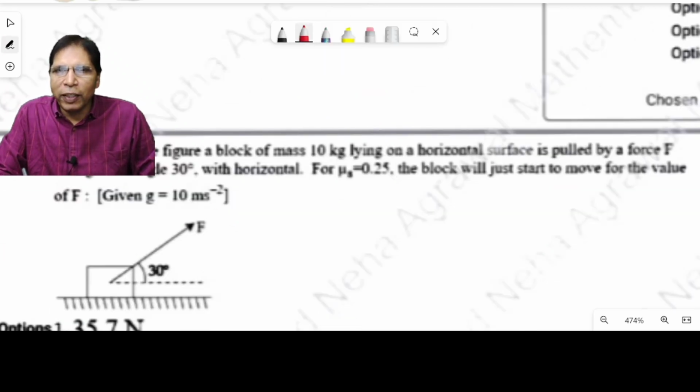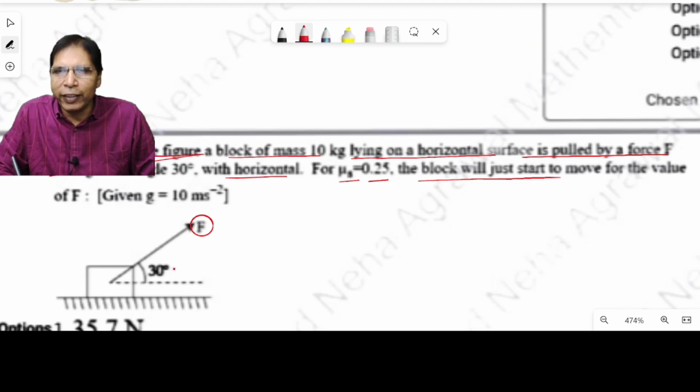Now question number 6. As shown in the figure, a block of mass 10 kg lying on a horizontal surface is pulled by a force F, acting at an angle of 30 degrees with the horizontal. Now mu equals 0.25. The block will just start to move for the value of F.